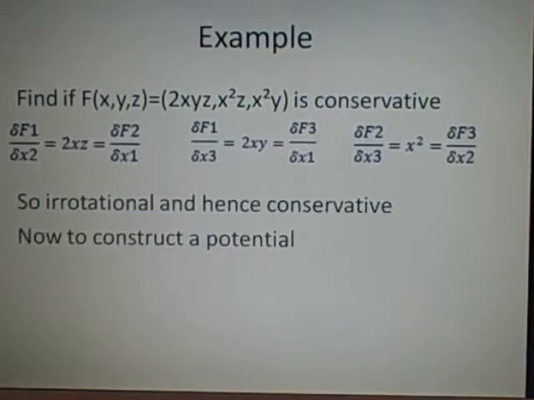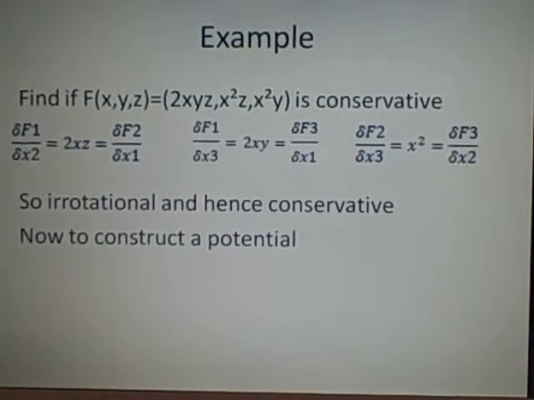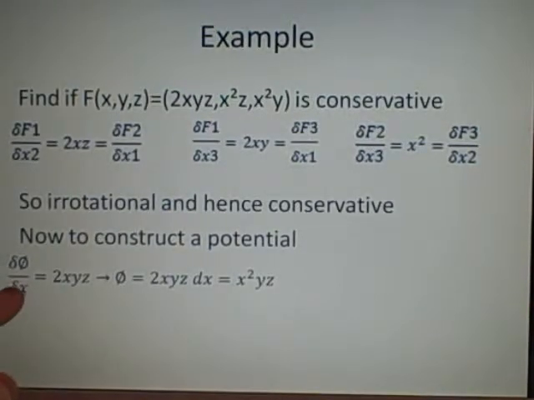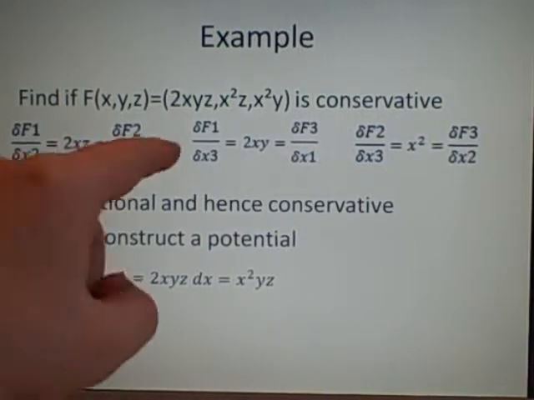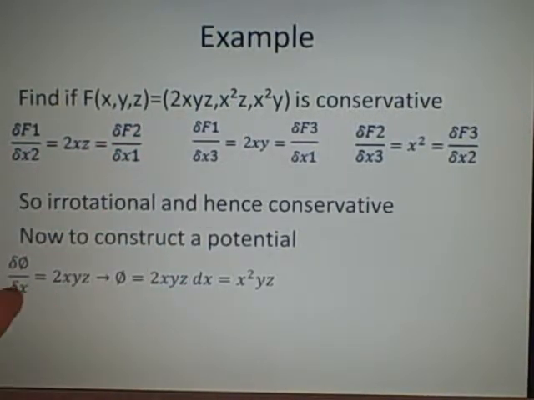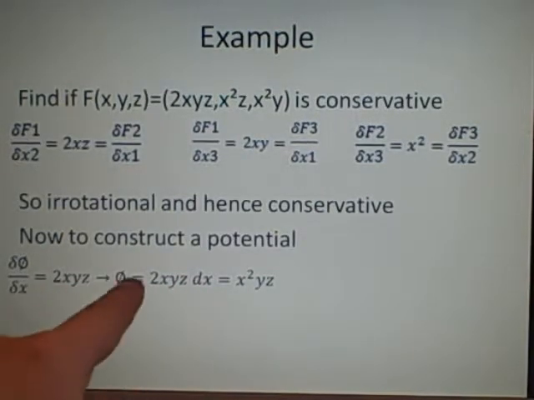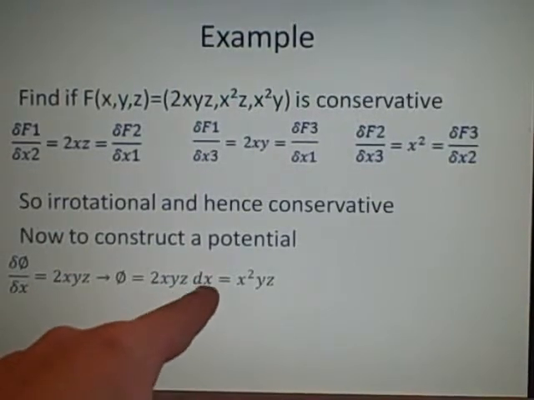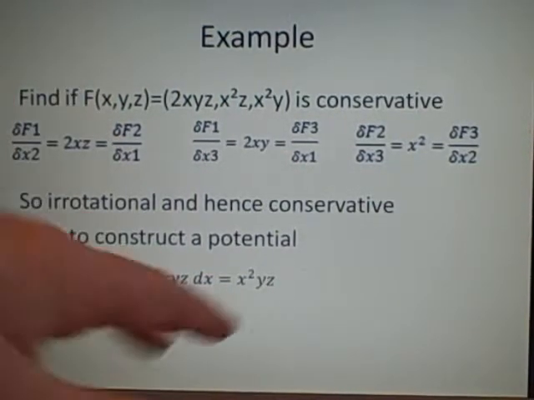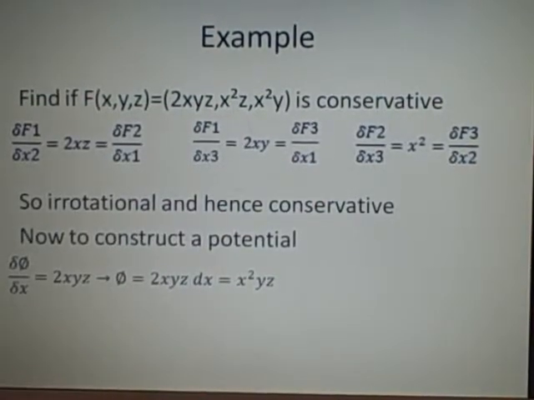So what we've actually proved is that it's irrotational and hence conservative. Now we want to construct a potential function. We just use that little thing I did before, which was d theta over dx equals the x part, which is 2xyz. If we rearrange this, you can move the dx up, and if we just ignore the delta there, we get theta equals the integral of 2xyz dx. That's pretty straightforward, I think. If we integrate that with respect to x, we get x squared yz plus a constant, if you want to be dead cert.